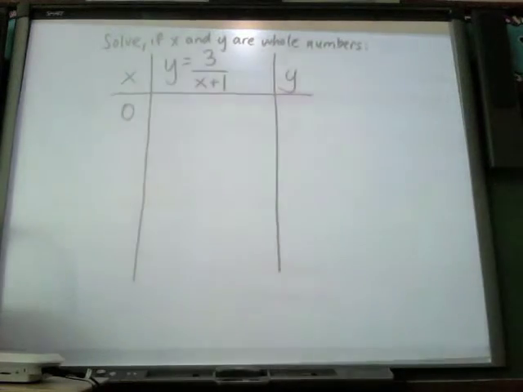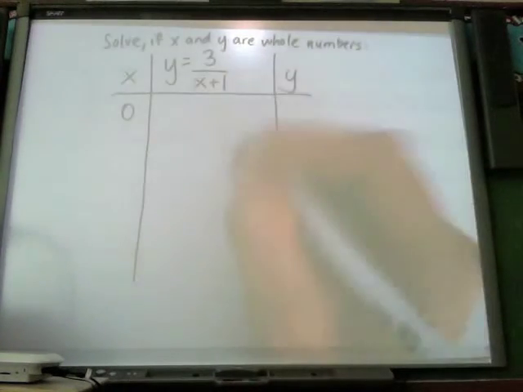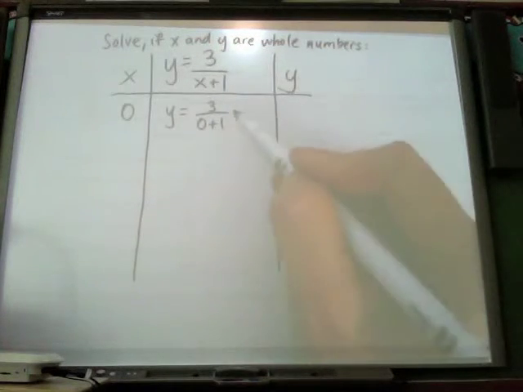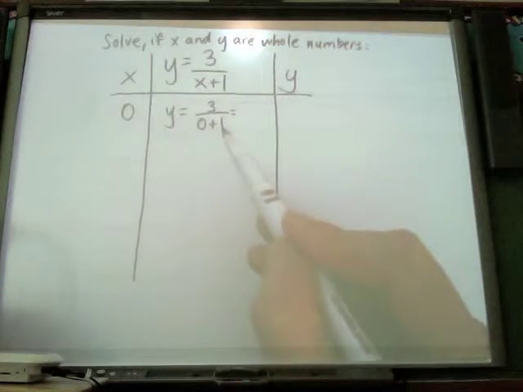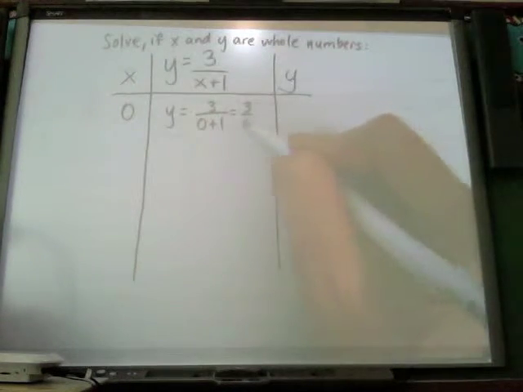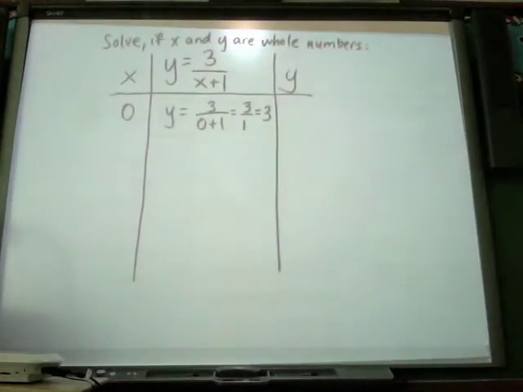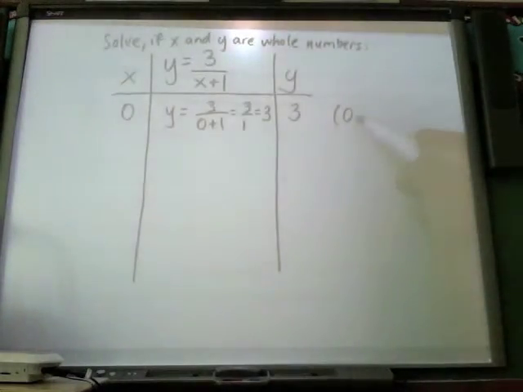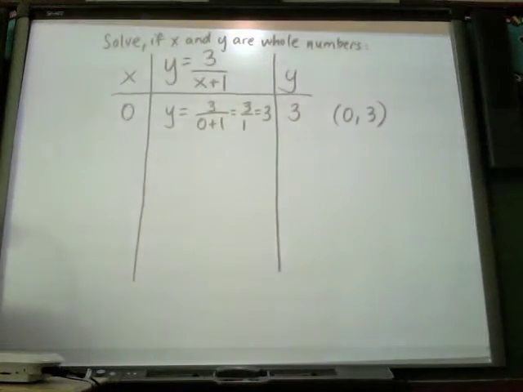So we always are going to start with 0. We're going to pick values for the x. We only keep them if the y value comes out to be a whole number. So let's try it. y equals 3 over 0 plus 1. Okay, well 0 plus 1 is 1. If I have 3 over 1, well that simplifies to 3. Oh, there's a whole number. So my first pair of 2 whole numbers worked.